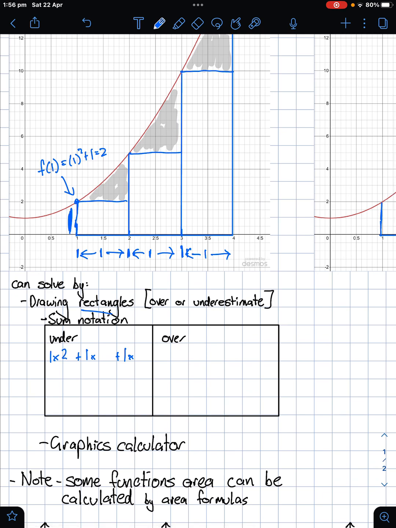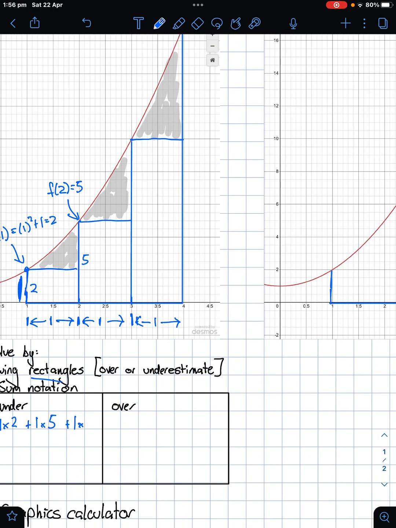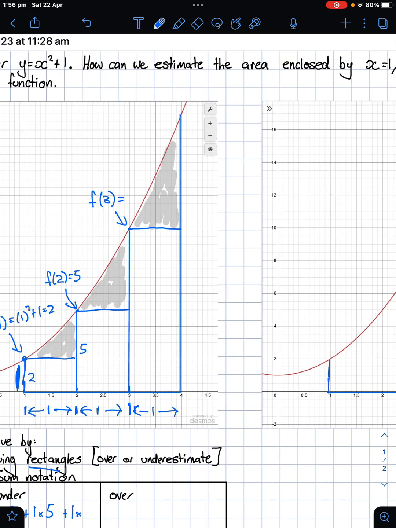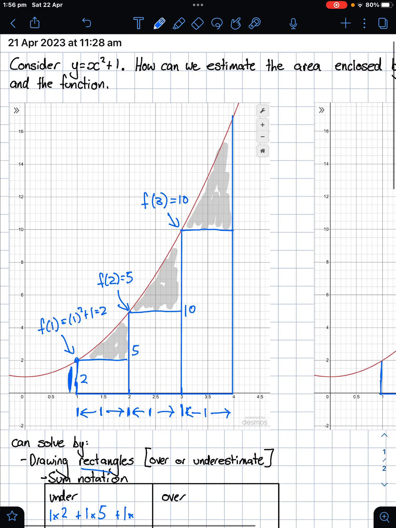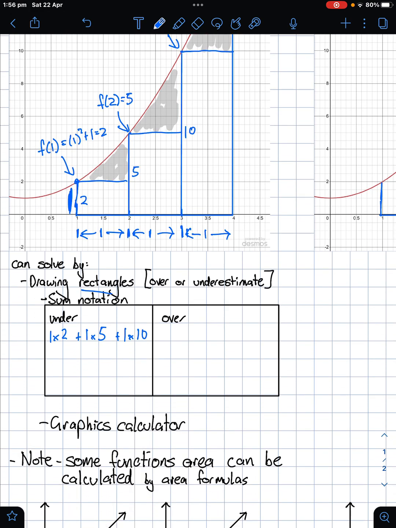So our first one here is 2. So we've got 1 times 2. This next one, f of 2, is going to be 2 squared, which equals 4, plus 1, which equals 5. So this length here is 5, so I've got 1 times 5. And then this next one is going to be f of 3, which equals 3 squared is 9, plus 1 is 10. So we're looking at 10 here. So this area, 1 times 2, 1 times 5, and 1 times 10, is going to equal 2 plus 5 plus 10, which is 17 units.